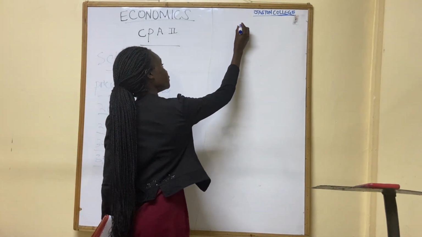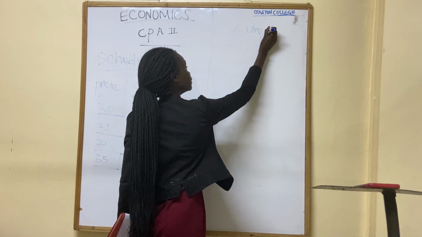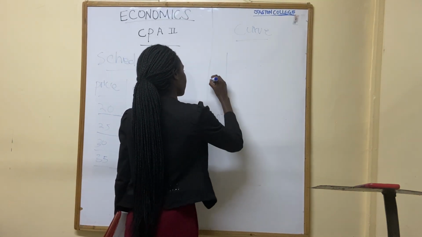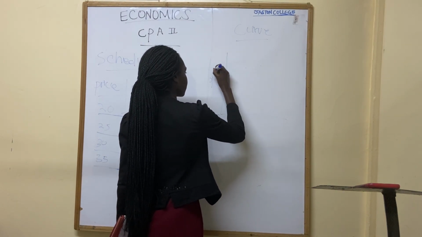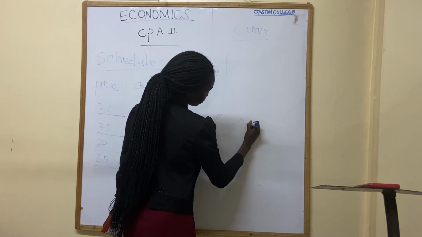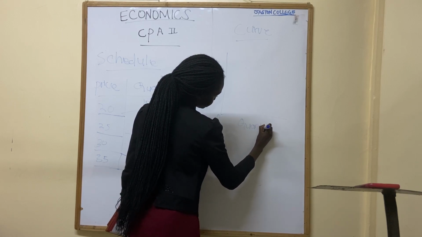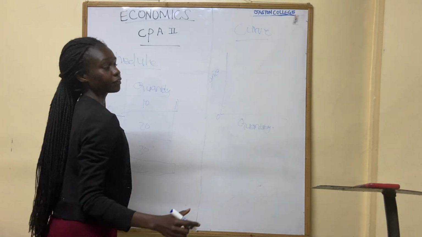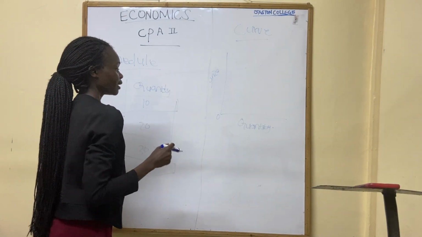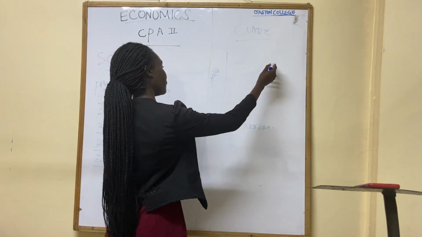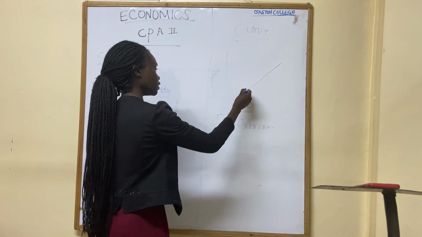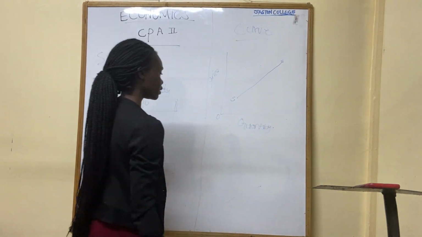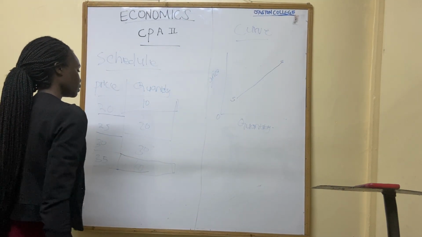And there is a curve. This side is price, the other side is quantity. Unlike the demand curve, which slopes from right to left, the supply curve slopes from left to right. So this is a supply curve.